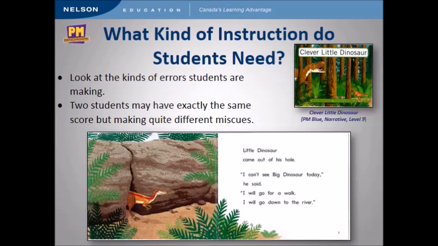So if you take a look at the text that I'm showing you on this page, so this is level 9, Clever Little Dinosaur, and we're just going to work with a little piece of text. So if you look at the picture on this page, little dinosaur came out of his hole. I can't see big dinosaur today, he said. I'll go for a walk. I'll go down to the river. We're going to work with only the first little bit of text.